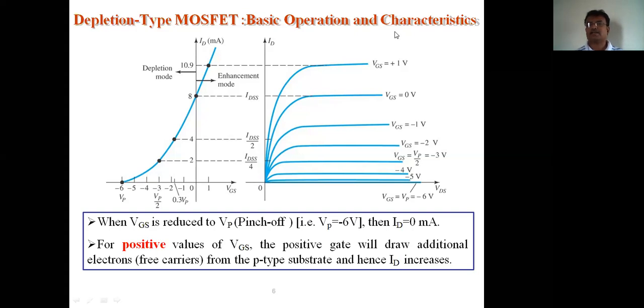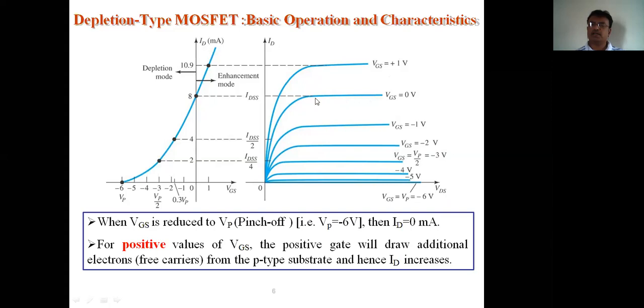So this is the characteristics. If you observe these characteristics, if you remember, this is the characteristics of JFET, junction field effect transistor. ID versus VDS: drain current versus drain to source voltage when VGS is constant. Gate to source voltage is constant. First one, VGS is equal to 0. There also, gate to source voltage, we kept it 0.